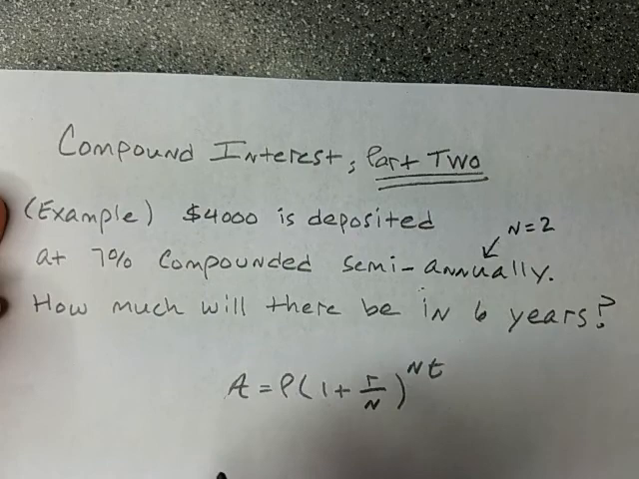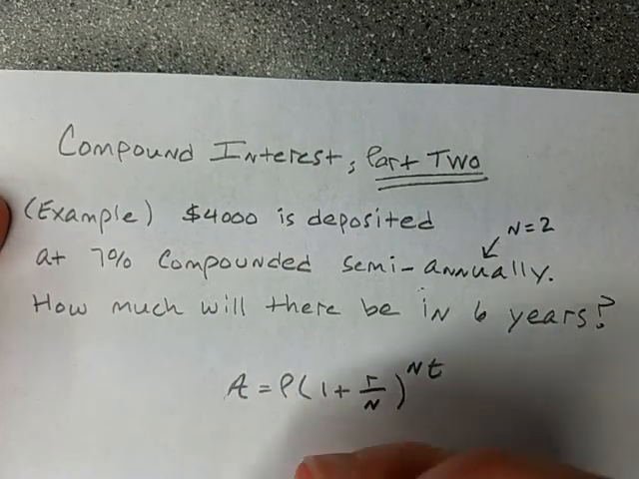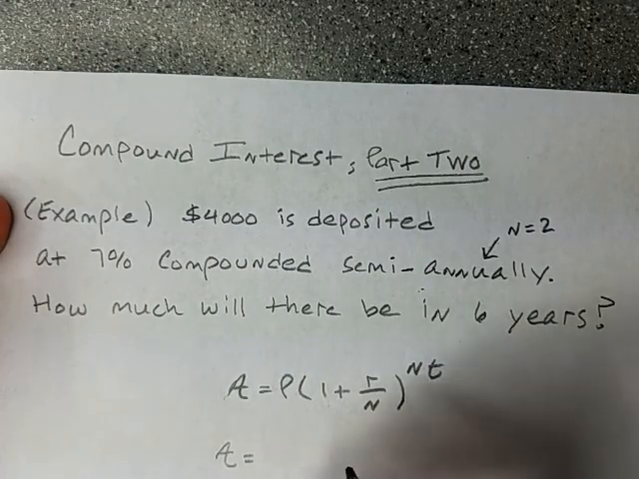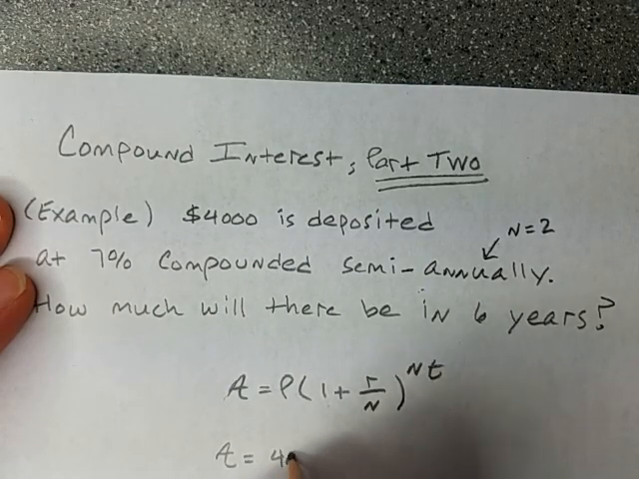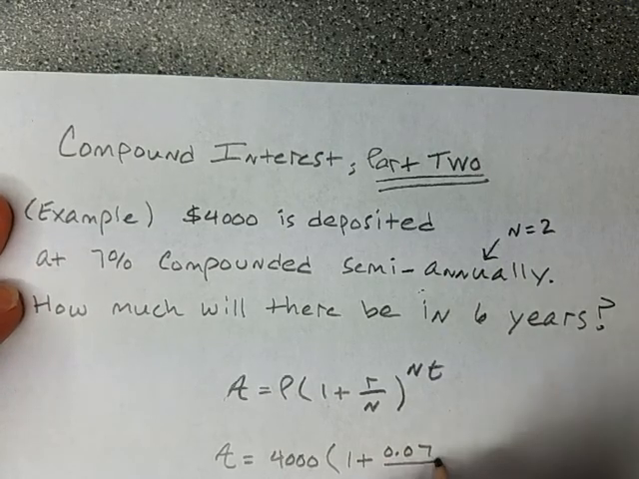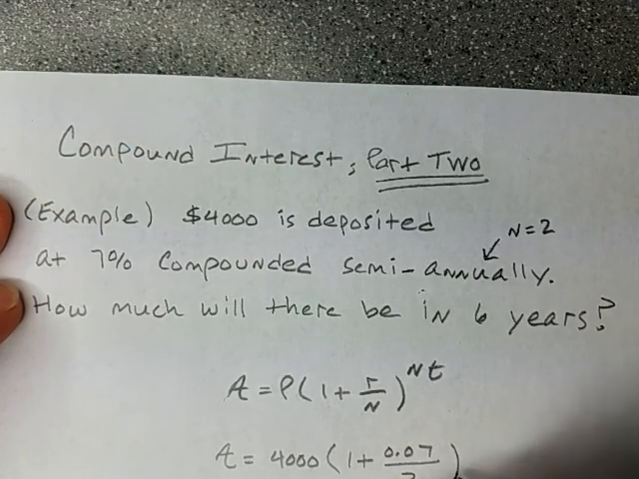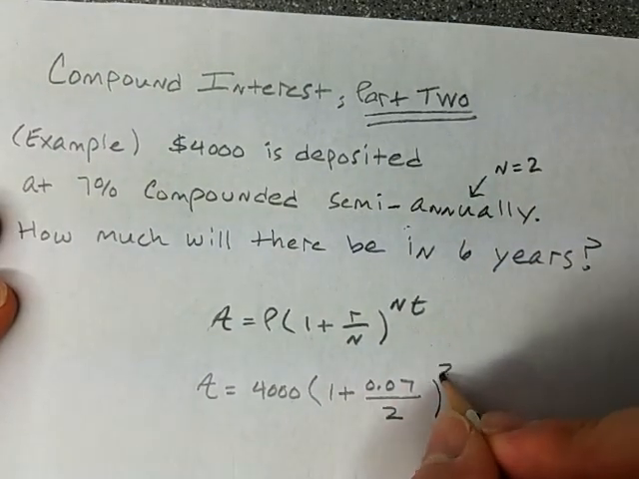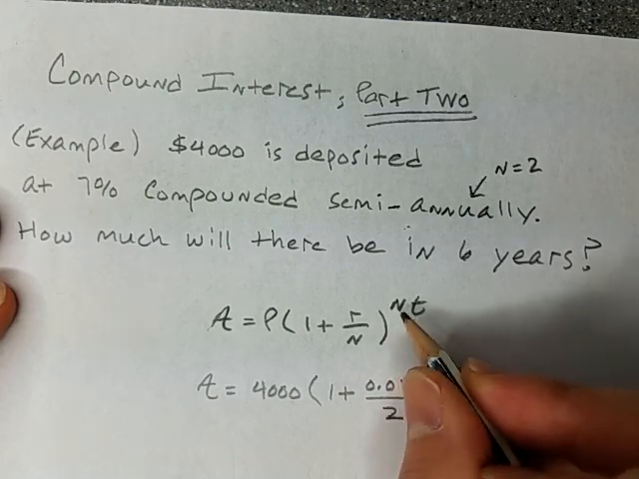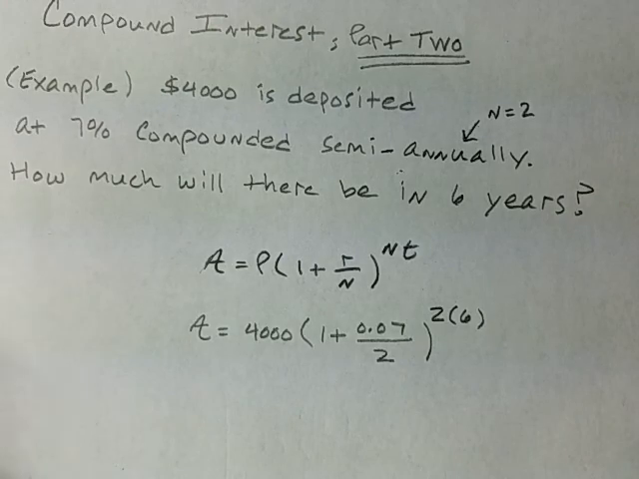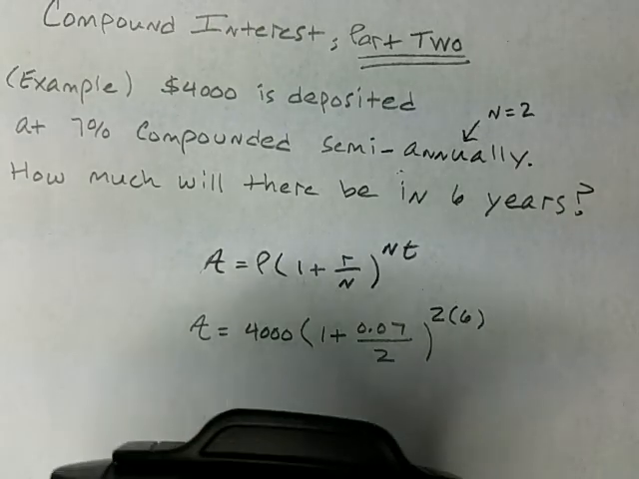All right, so this time we're trying to figure out that number. So A, the final amount, all said and done, is going to be calculated this way. 4,000 is the principal. 1 plus 0.07. All right, 7%. We're compounding semi-annually, so that means N is equal to 2. And then this power is 2 times 6, right? N times T.